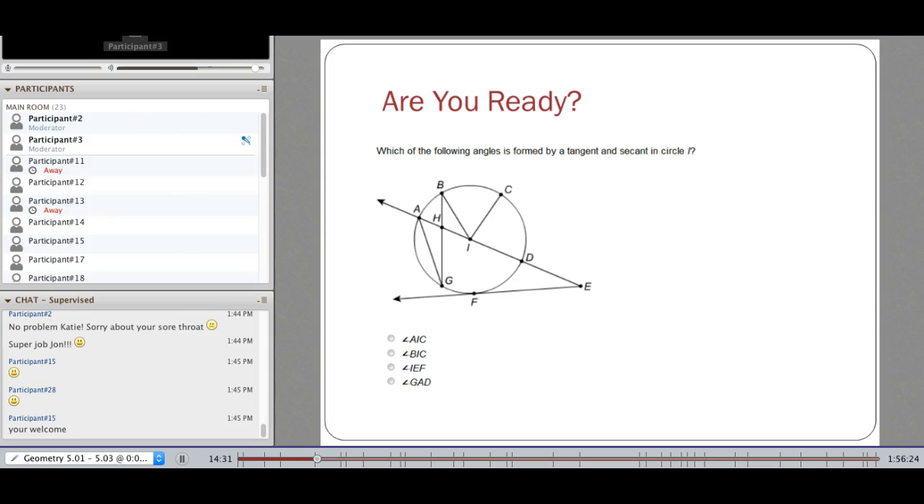I'm going to put all the angles up here that they're asking about. Angle AIC is this angle right here. Then they're asking angle BIC. Angle BIC is just this angle right here. Angle IEF is this angle right here. And angle GAD is this angle right here.